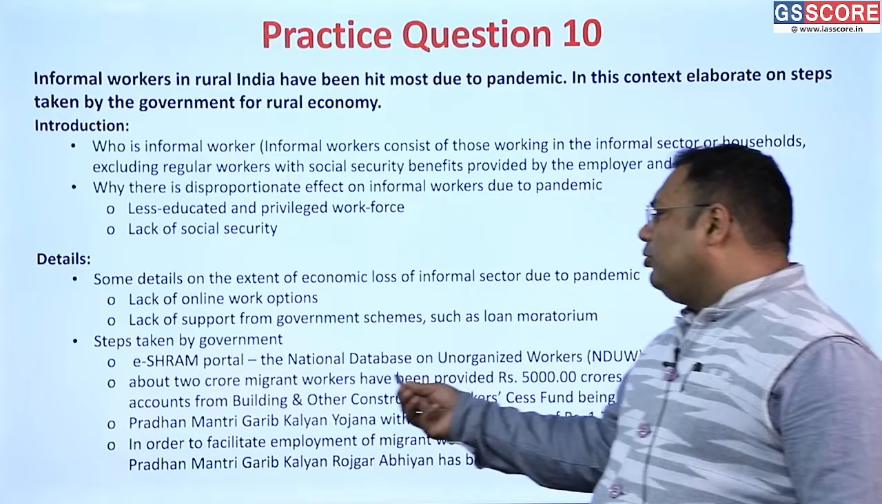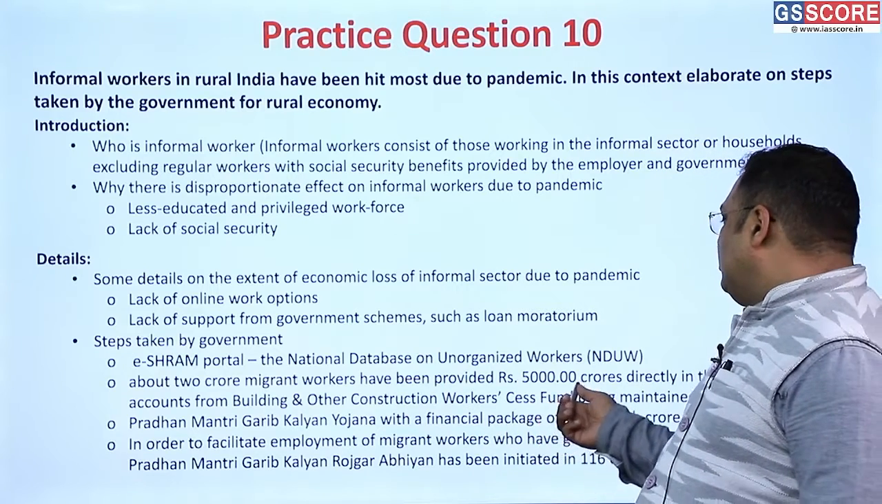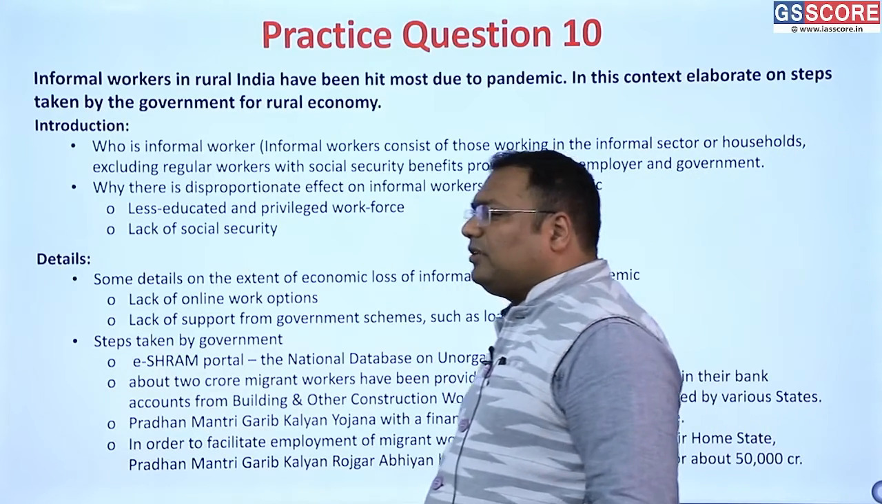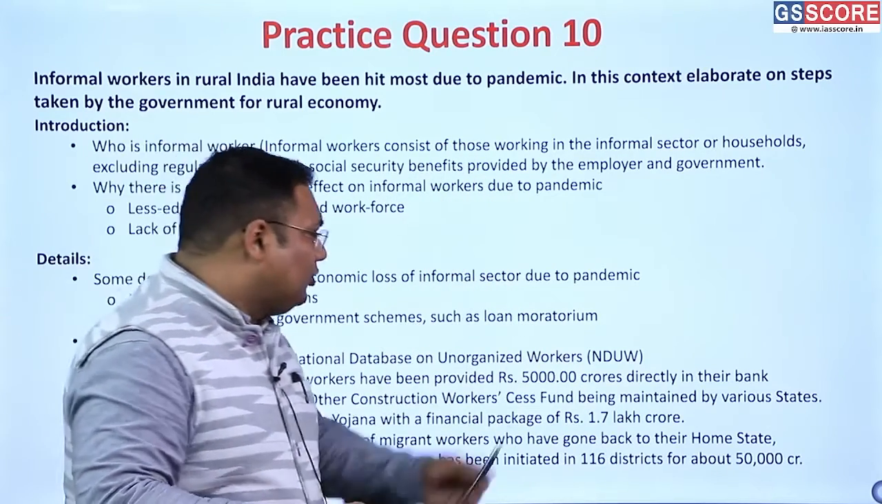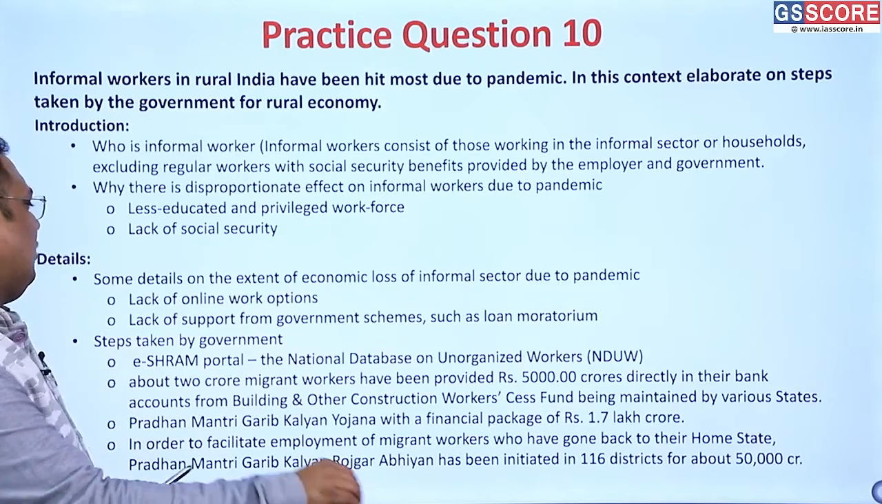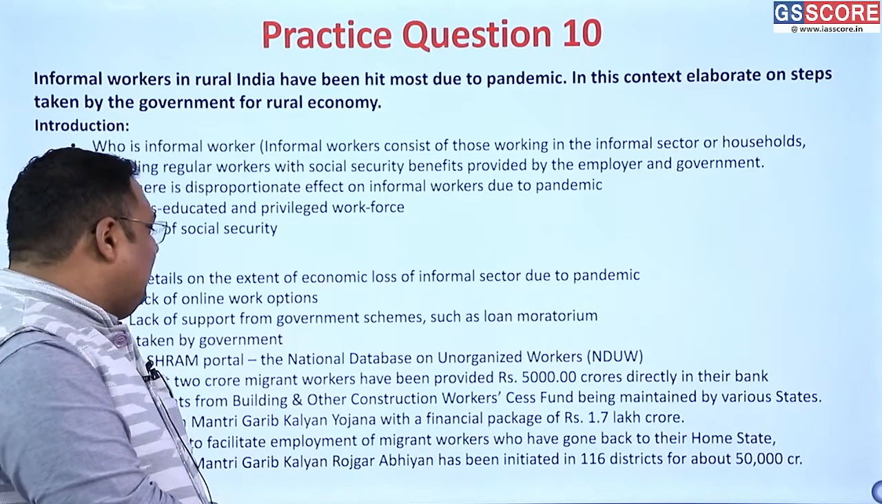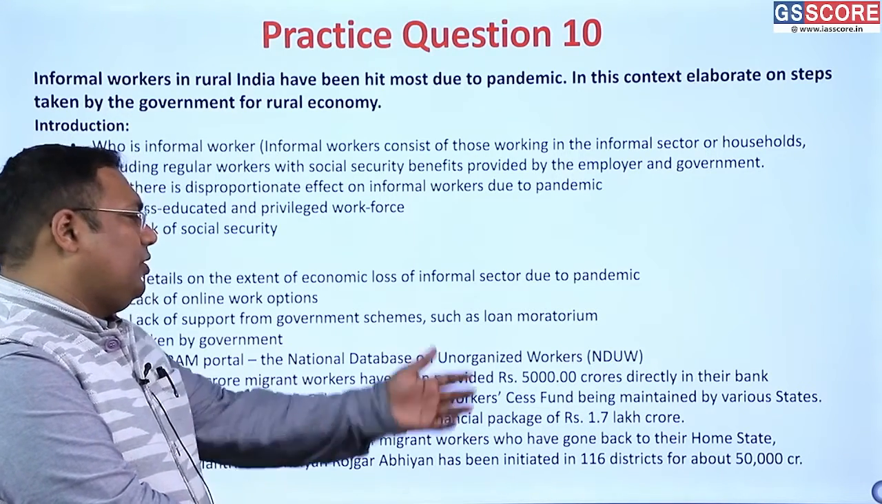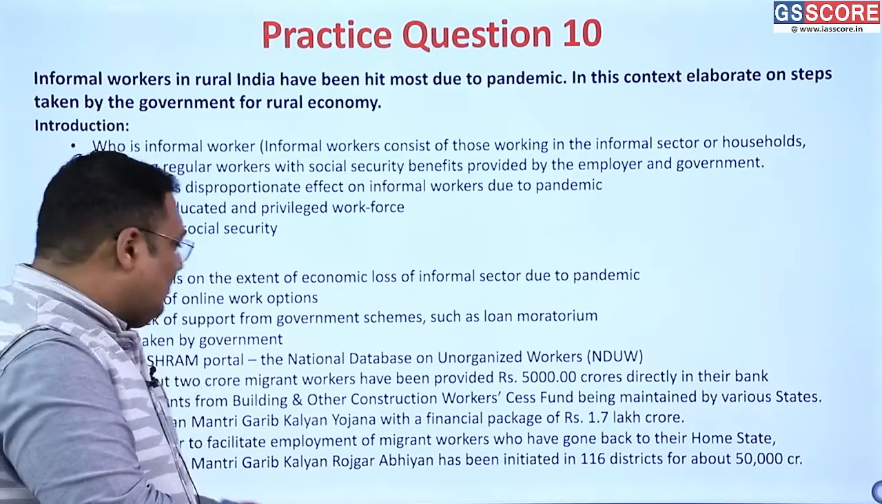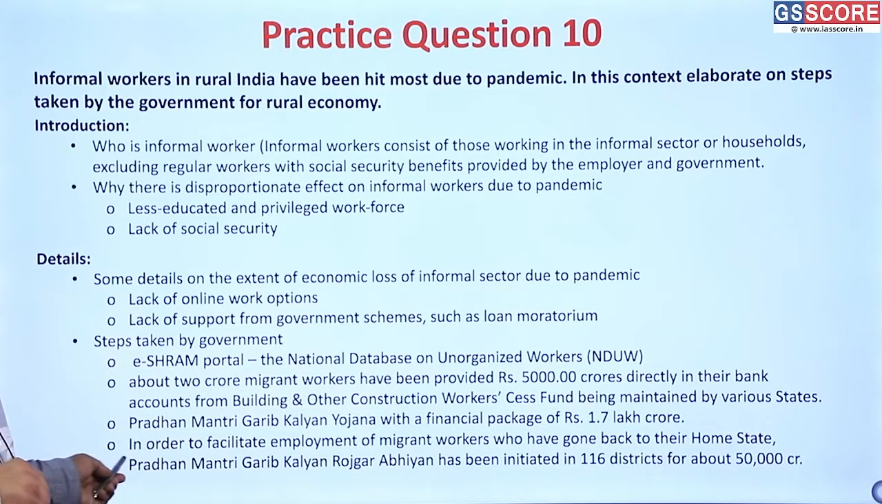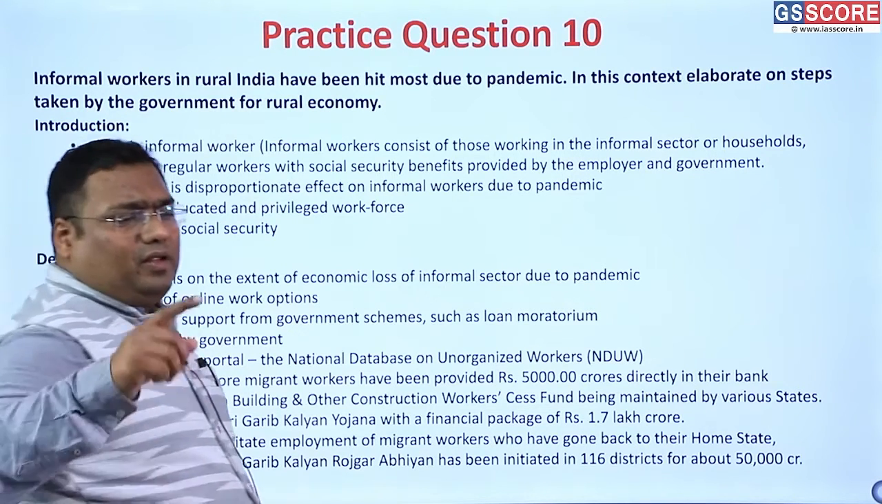Then there were almost 2 crore migrant workers. So these people were provided almost 5,000 crore rupees directly in their bank accounts. Then Pradhan Mantri Garib Kalyan Yojana also catered to them, and that had a budget of 1.7 lakh crore. And then almost 50,000 crore rupees were spent to give them employment in their home districts.